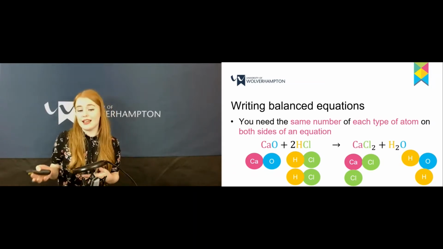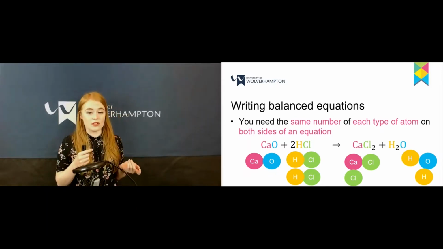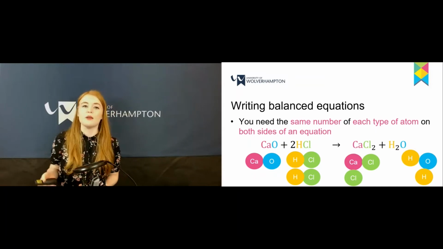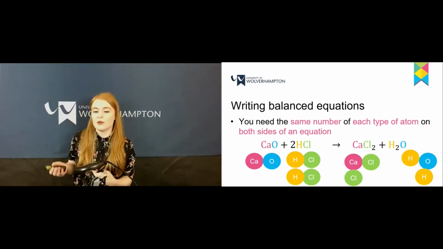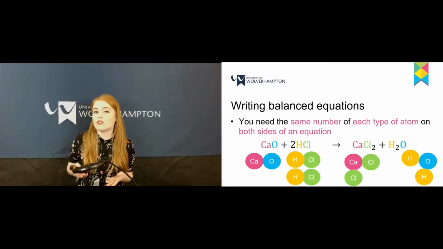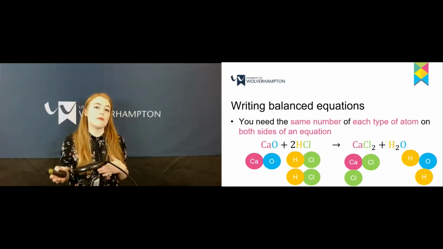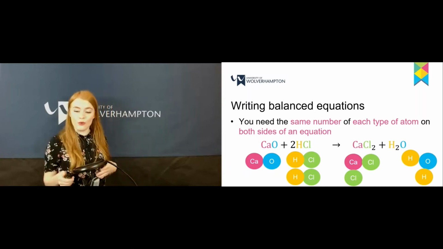So as you can see here, we have calcium on the one side and we have calcium on the other, and there's just one of each. Now, you need to make sure that it's just the atoms you're balancing. So because there's hydrochloric acid on one side doesn't mean that there needs to be hydrochloric acid on the other side. It just means that you need the same amount of hydrogen and chlorine on the left as hydrogen and chlorine on the right.